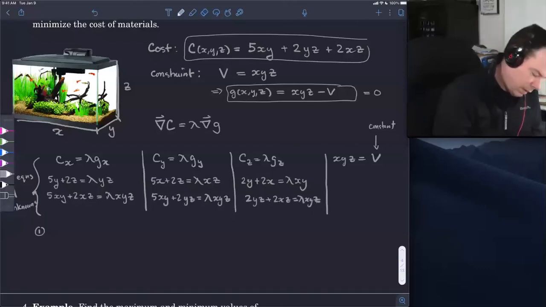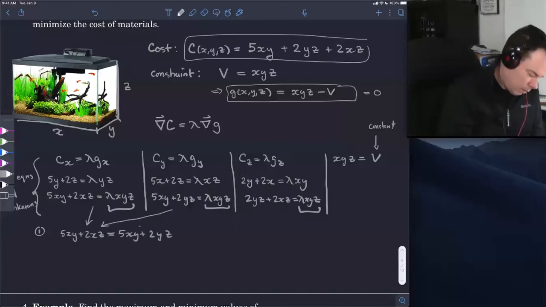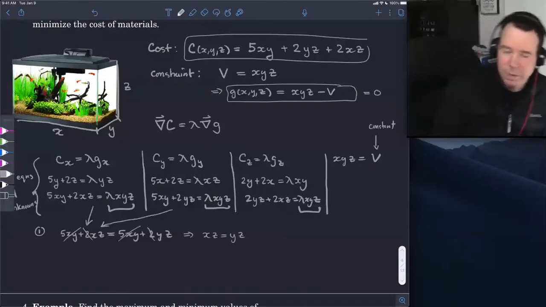And the reason we've done that is because now they all have the same right-hand side. So in one, what I'll do is I will take this one and set them equal to each other. So I get 5xy plus 2xz is equal to 5xy plus 2yz. And the 5xy's cancel. I get the 2's canceling. And so I get the equation xz is equal to yz. So that simplifies down quite nicely.